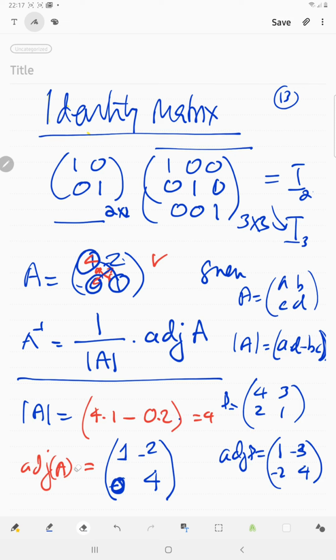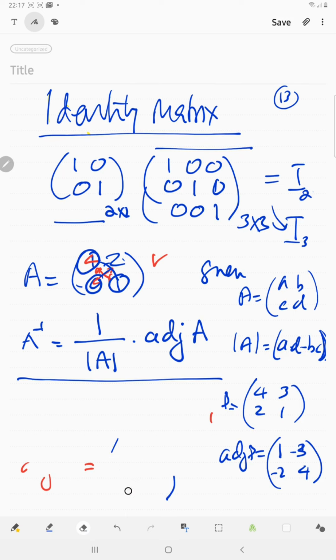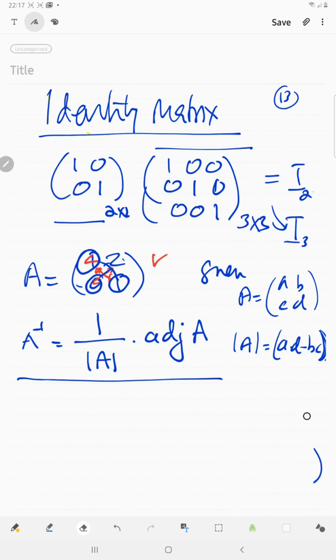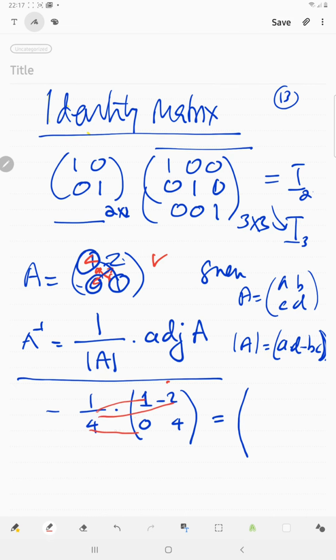So now in this case, I want to determine the values. Remember, I had a 4. So it can be 1 over 4 multiplied by the adjoint of that one. The adjoint is equal to 1, 4 here, and 0, and because there is a negative, it will be negative 2. When you multiply, you multiply by a scalar, so this particular scalar is going to multiply every value inside. So this by that, by that, by that, by that.